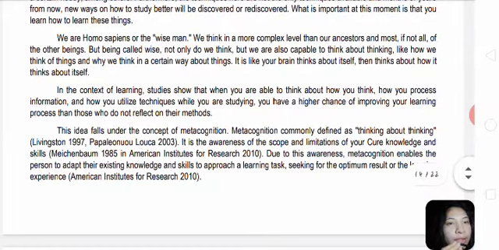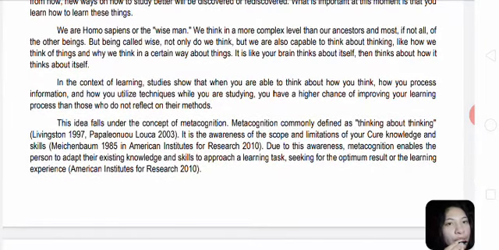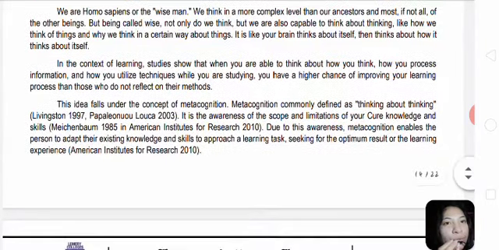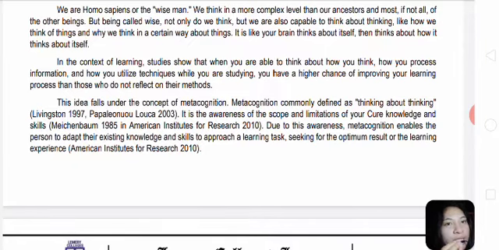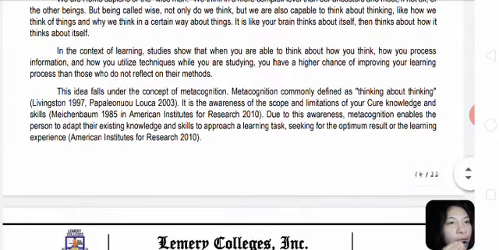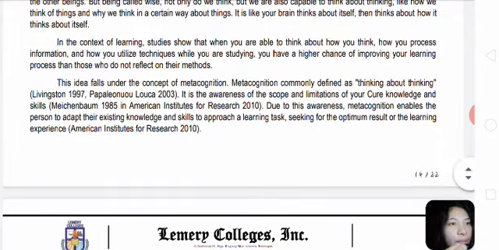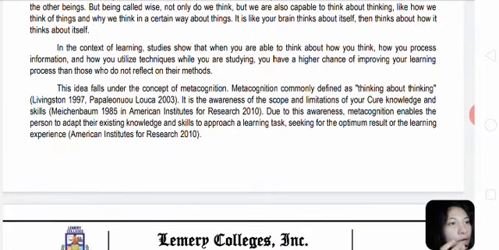In the context of learning, studies show that when you are able to think about how you process information, and how you utilize techniques while you are studying, you have a higher chance of improving your learning process than those who do not reflect on their methods. This idea falls under the concept of metacognition. Metacognition is commonly defined as thinking about thinking. It is the awareness of the scope and limitation of your core knowledge and skills. Due to this awareness, metacognition enables the person to adapt their existing knowledge and skills to approach a learning task, seeking the optimum result of the learning experience.